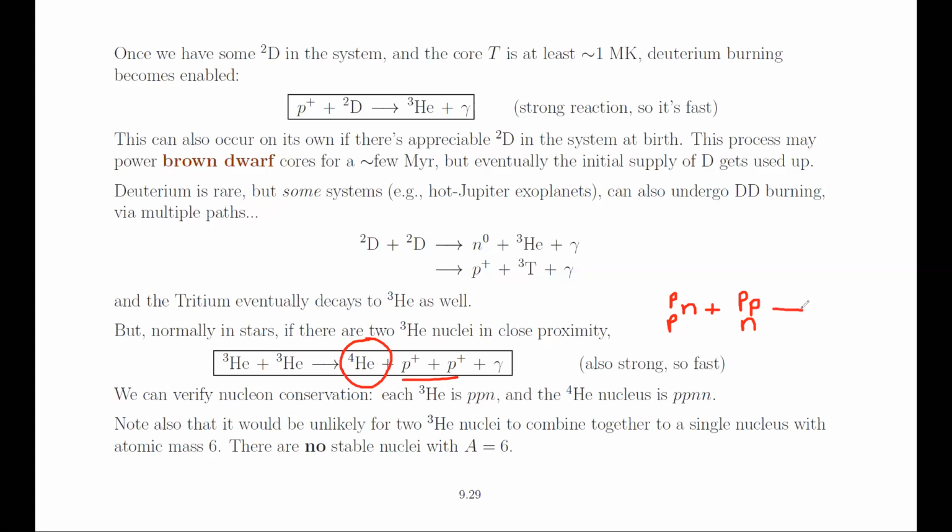And what does that give us? There are 1, 2, 3, 4 protons involved. 2 of them wind up in the helium nucleus, and the 2 of them go flying off in other directions. There were 2 neutrons. Those end up in the helium nucleus, and everything is conserved. So this is also a strong reaction, so it's also fast. So everybody had to wait for that weak reaction, and then these second 2 happened in close succession.